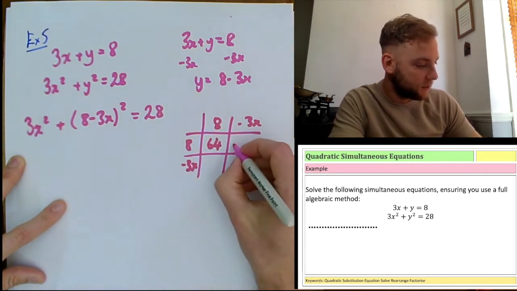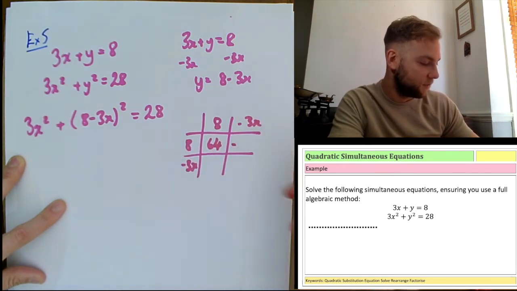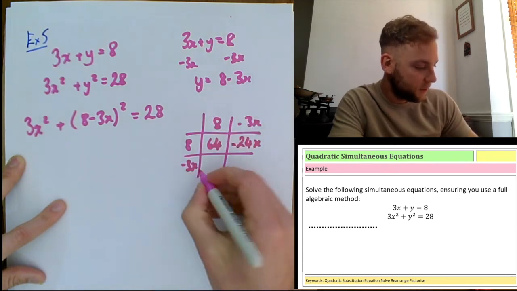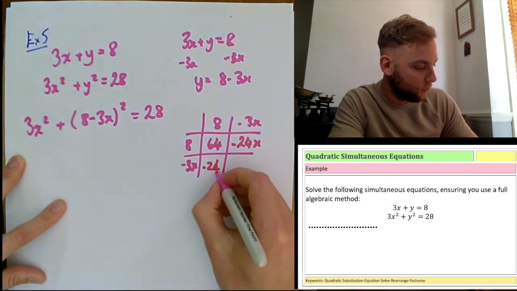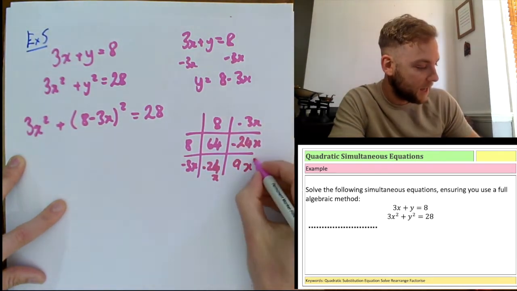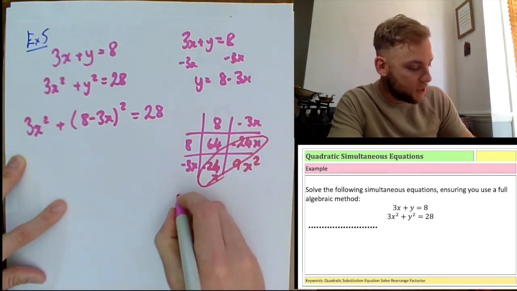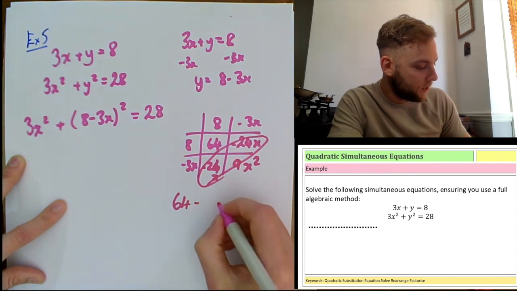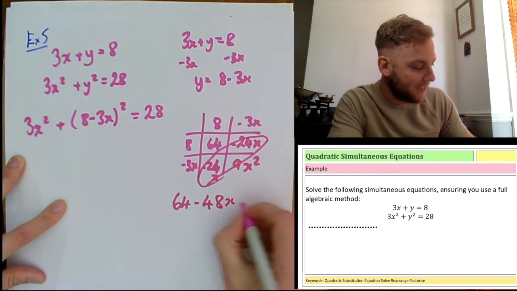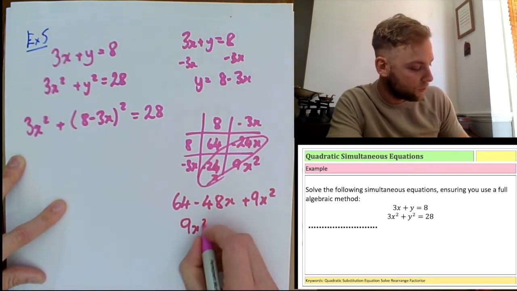8 times by minus 3x is equal to minus 24x. Then minus 3x times by 8 is minus 24x. Minus 3x times minus 3x is positive 9x squared. Super. Bringing these two together, I end up with 64 minus 48x plus 9x squared is equal to 28. Let's make it the right way so I can substitute it in.